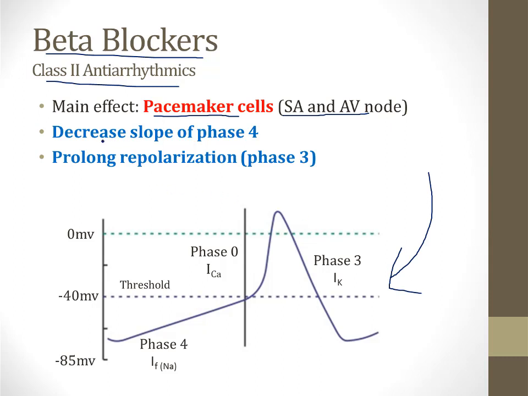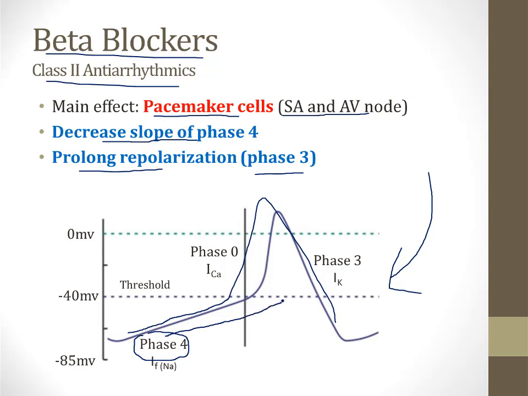What beta blockers do is decrease the slope of phase 4 and prolong repolarization in phase 3. Phase 4 of the pacemaker action potential is the funny current. That's the slow, steady depolarization of SA nodal pacemaker cells. When they reach about minus 40 millivolts, those cells will depolarize, and in the SA node, this will result in generation of a heartbeat. Beta blockers decrease the slope of phase 4 so that it takes longer for SA nodal cells to reach minus 40 millivolts. This means they will depolarize less frequently, and this will result in a slowing of the heart rate.